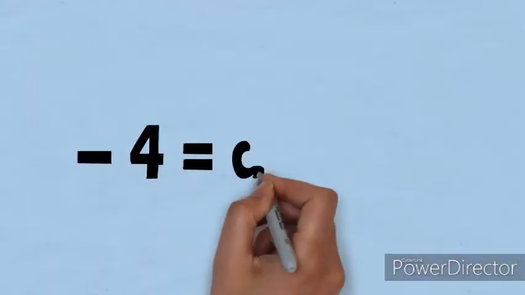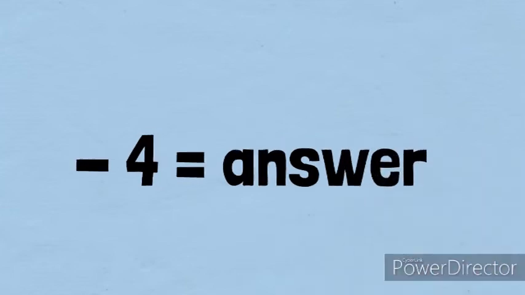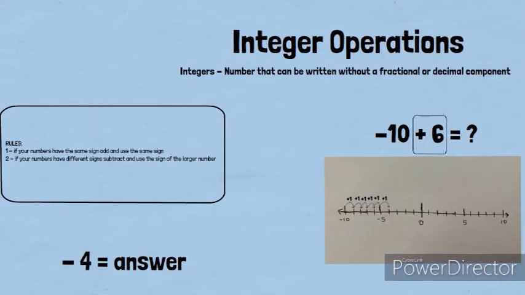This way was easy for this certain example, but it won't always be like this. So let's take a look at an easier method to do this. In our rules, it says if your signs are different, subtract and use the sign of the larger number. In this example, our signs are different because in front of the 10 we have a negative symbol, and in front of the 6 we have a positive symbol. So we have to apply rule number 2.